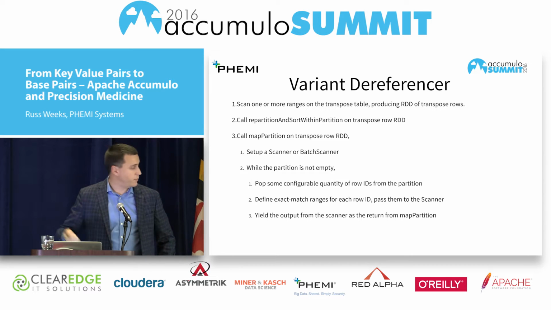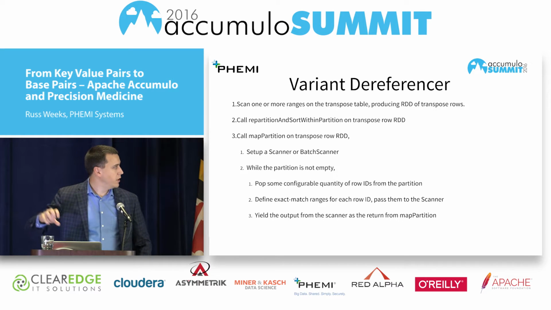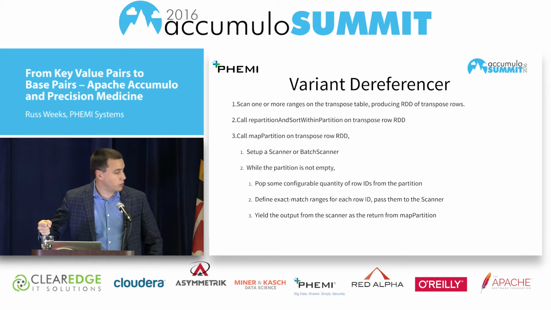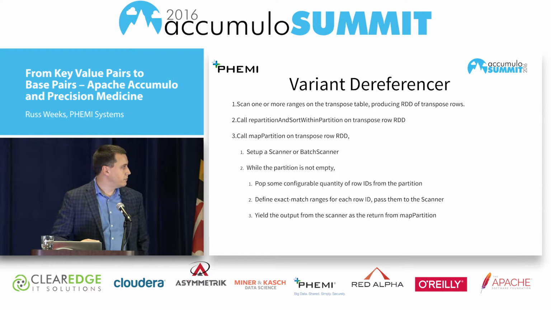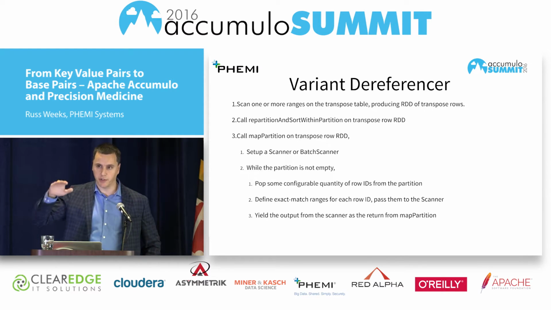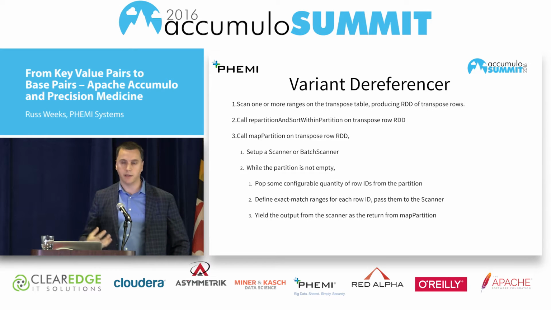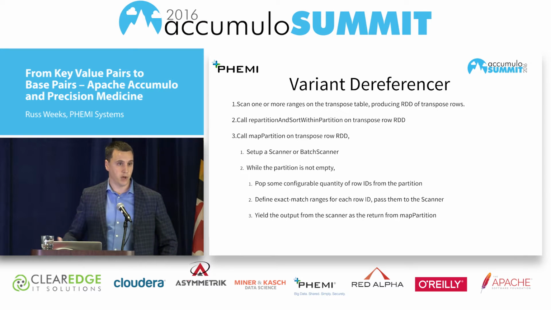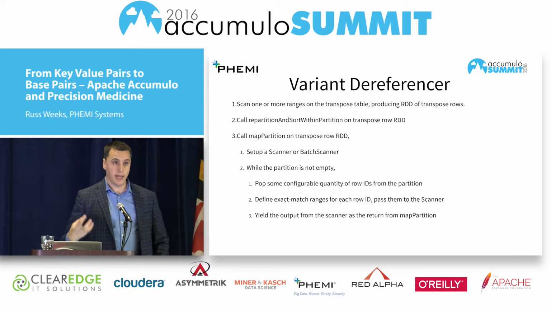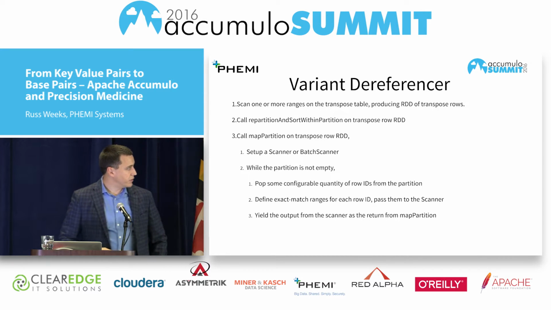And then in each of the partitions, the first thing you're going to do is set up a batch scanner. And then while there are still items in that partition to consume, you pop some configurable quantity of row IDs out of the partition, and then you feed that batch into a batch scanner using exact match ranges. Say I'm interested in this row and this row and this row and this row. And so you do that over and over again for maybe 100 or 1,000 or whatever a reasonable sized number of batches is to put into a batch scanner, because it's probably not 1 million or 2 million or however many hits you got on the transpose index. And then you yield the output from the scanner as the return from that partition.